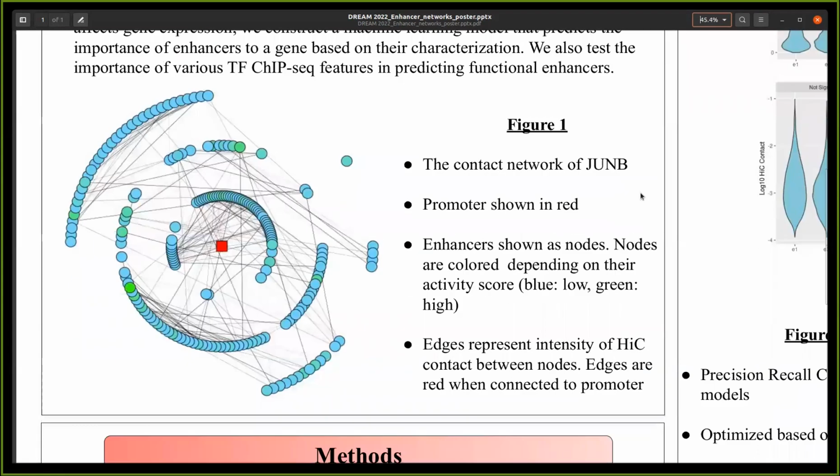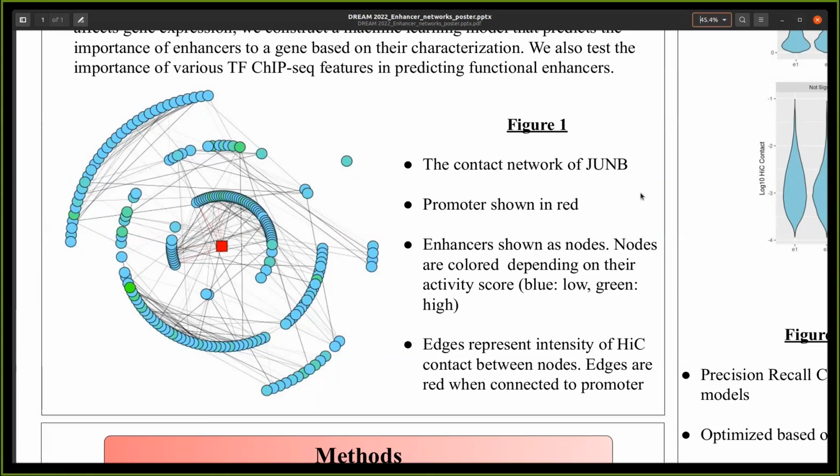This is the contact network of the JunB gene. Here, the red square shows the promoter, and each of these circles is an enhancer within 5 megabases of that promoter. The activity level of each enhancer is shown as the color, where blue is very low activity and green is high activity. Each edge represents the Hi-C contact between that enhancer and another enhancer or the promoter.